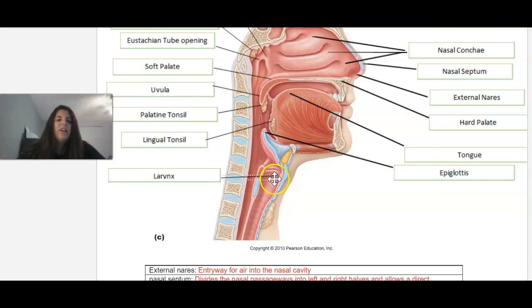Down here is your larynx, otherwise known as your voice box, but it does play some role in respiration. And then down here, which isn't labeled, but you might want to add it, is your trachea. This is your windpipe.